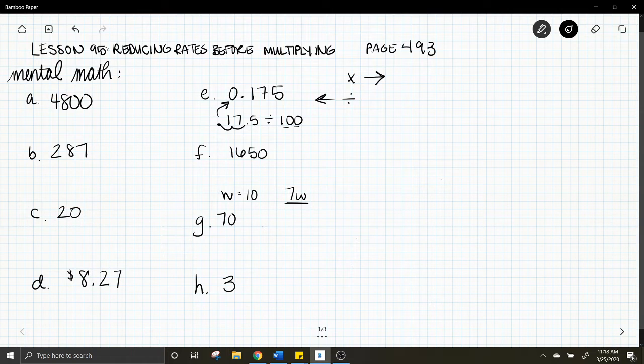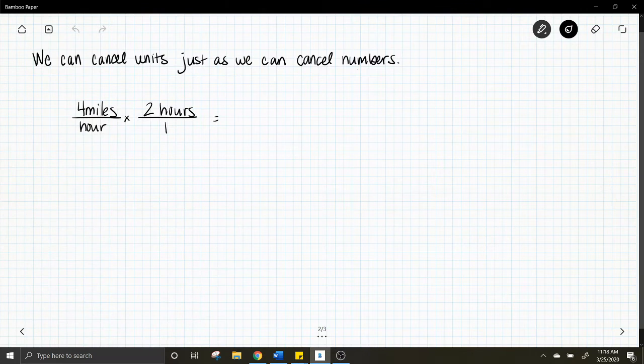Let's just jump right into our lesson, reducing rates before multiplying. So what we're focusing on today is canceling units of measure before we multiply. So this is something we've done before. Just like we've done, you can cancel units just as you can cancel numbers. So if you wanted to take notes, that's something I suggest writing down.